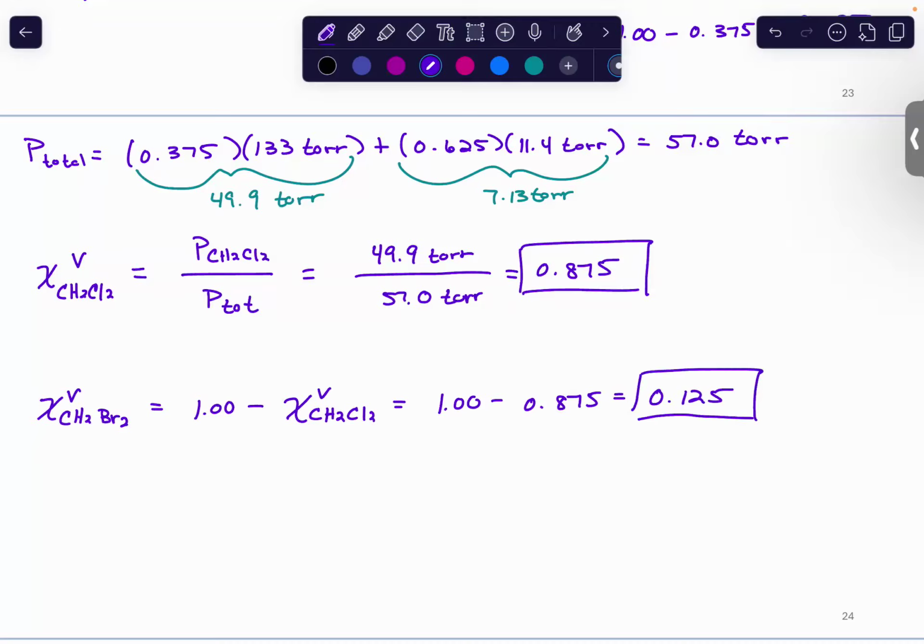So we found the mole fractions of each of these compounds in the vapor above the solution. Remember, Raoult's law is calculated using mole fractions from the liquid phase, so we had to translate that.